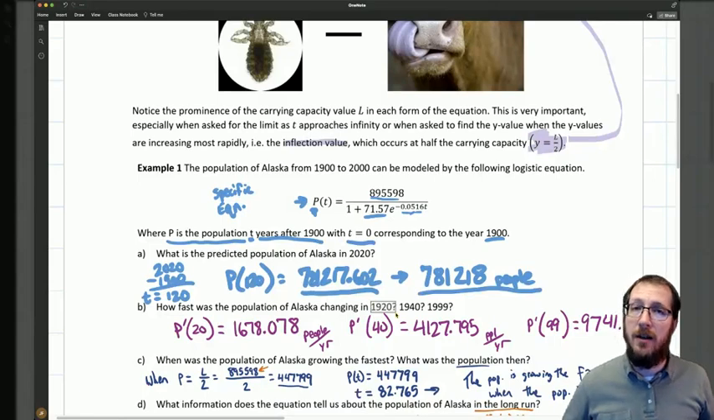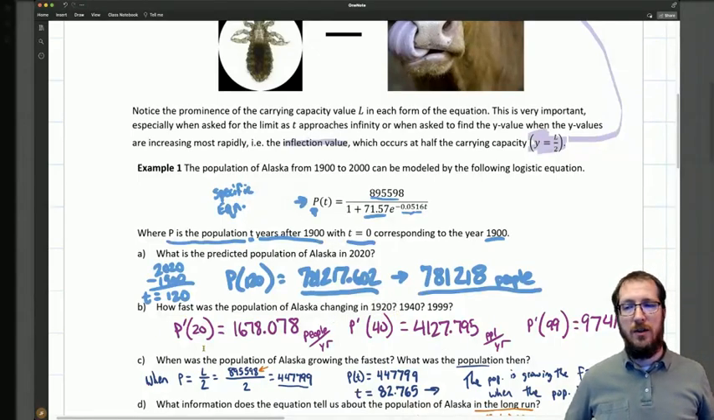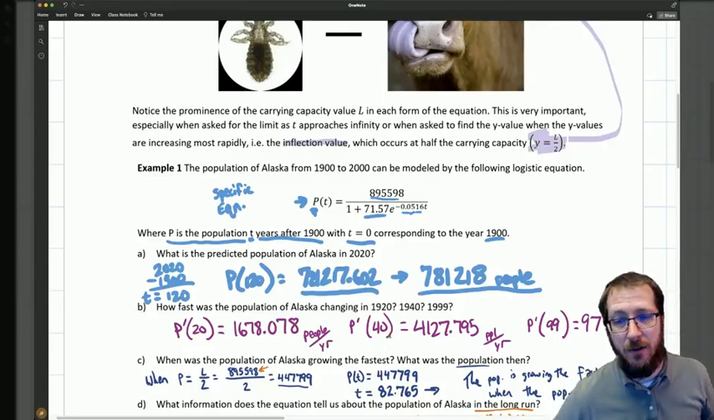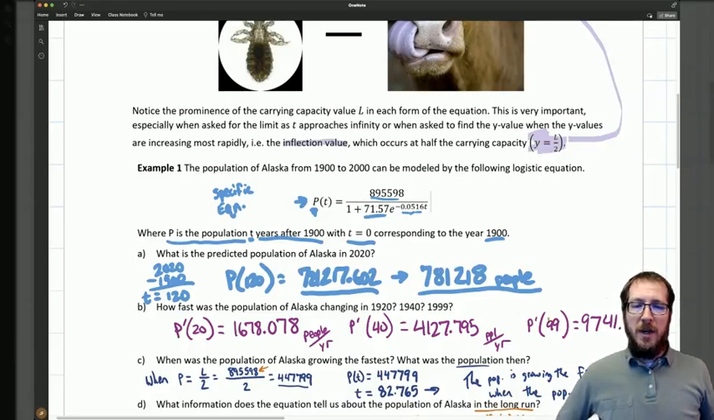So take advantage of nderive in your calculator and just say P prime of 20, P prime of 40. Again, years since 1900. Don't put in 1940. You're going to get numbers really close to this if you put in the actual date. And then P prime of 99 for 1999. All right, and you should see those values.